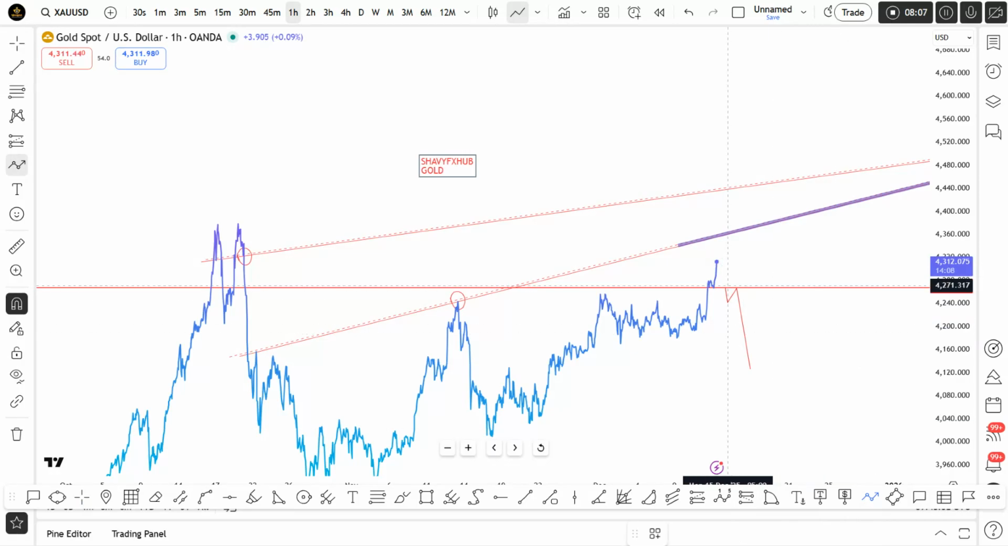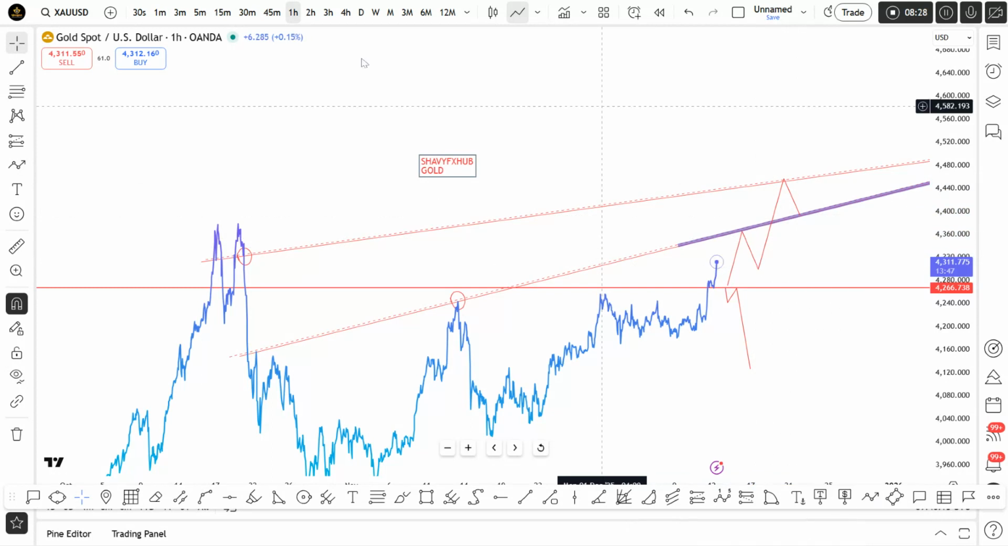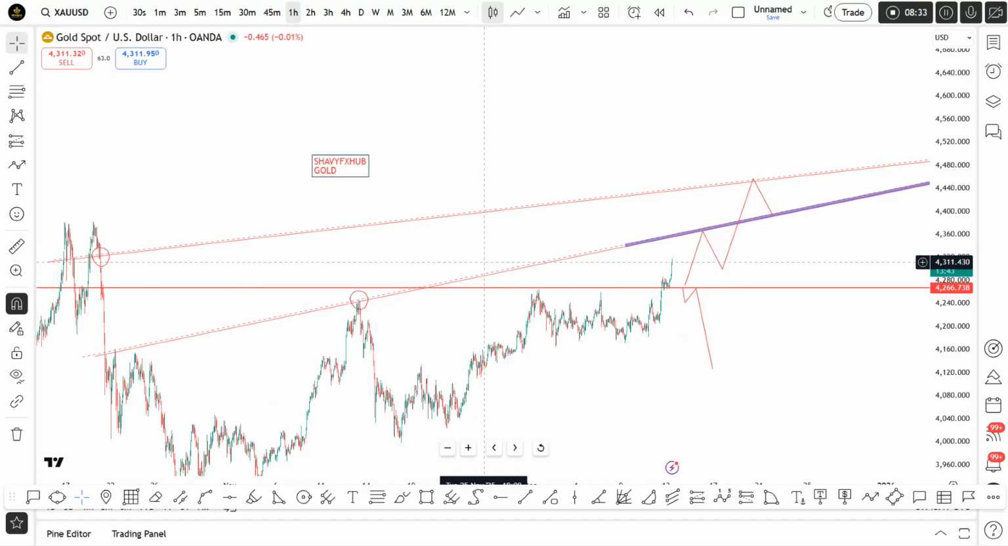So since we have come into this area, the next thing I see is a push into here. That's what I see next. Then correction, then a new all-time high, correction. That's my technical perspective. So that's technically what I see.